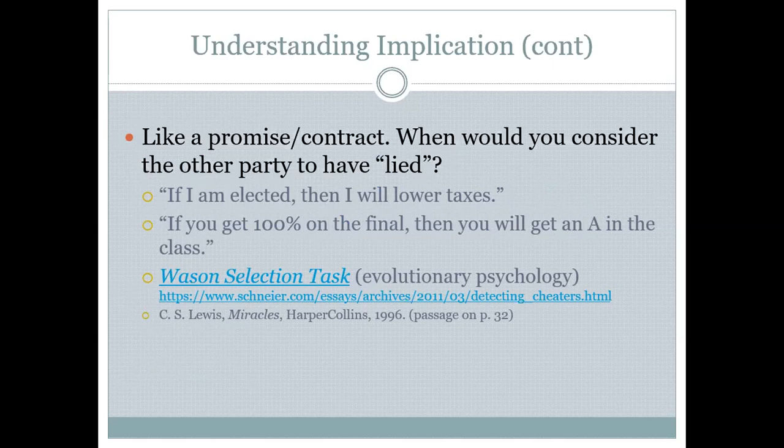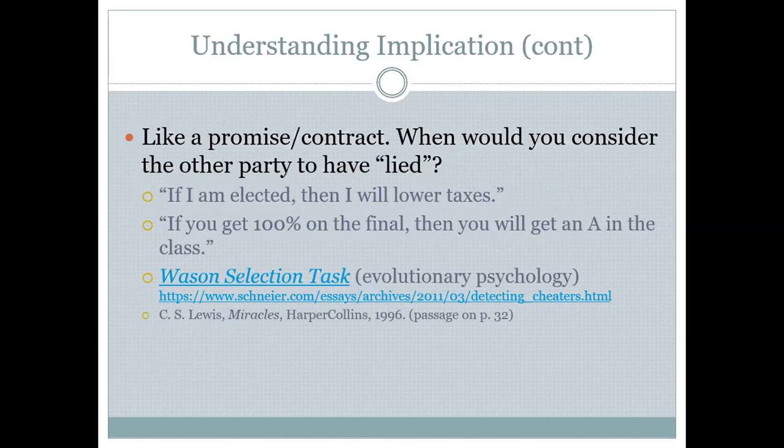Now, if I got defeated in the election, which would violate the premise, does that make sense? If I got defeated in the election and then failed to lower taxes, you wouldn't really hold me responsible for that, would you? Hopefully not. If you get 100%, we've already done that example ad nauseum, except that I just changed it to 100% on the final.